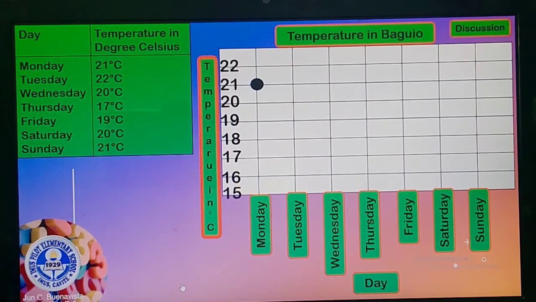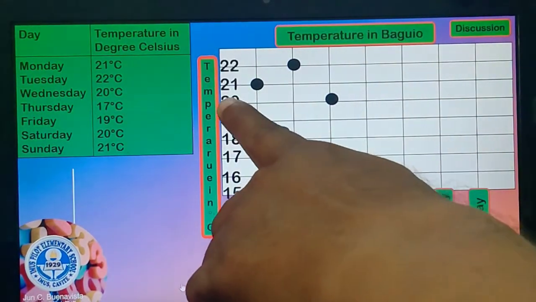So, that is Monday, 21 degrees Celsius. Tuesday is 22. That is why sa 22 po tayo maglagay ng point. Ayan. Then, ang Wednesday, 20. That is why sa 20 tayo maglagay. Yan. So, kailangan correspond sila 20 here.